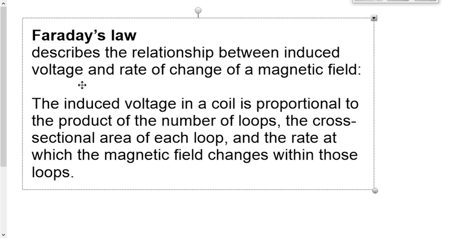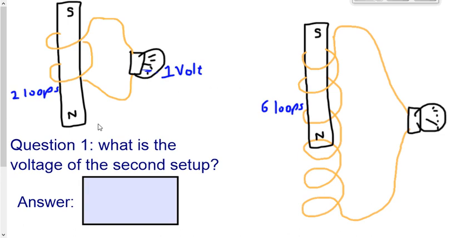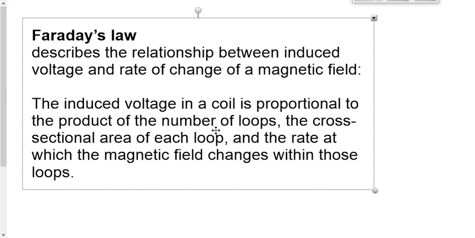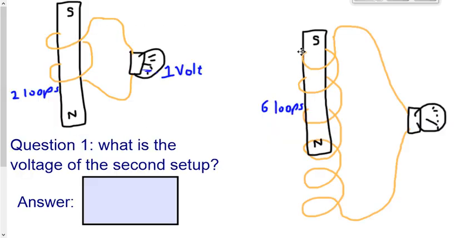The induced voltage in a coil or solenoid is proportional to the product of the number of loops, the cross-sectional area of each loop, and the rate at which the magnetic field changes in those loops. By cross-sectional area of these loops, they're talking about the area of this circle and how many loops there are. In terms of the last part, the rate at which the magnetic field changes, they're basically talking about how fast you're moving this.